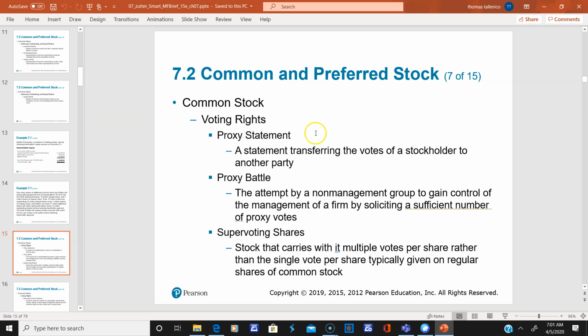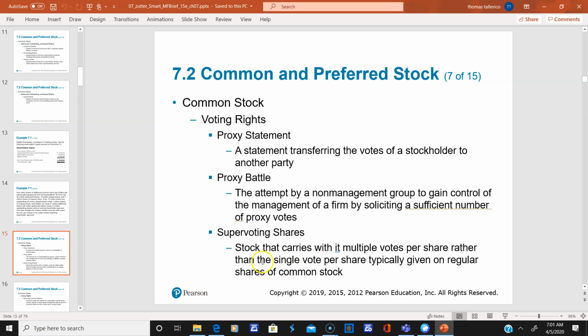All right, so common stock, again, you have voting rights, and you get a proxy statement to vote on the board of directors. And sometimes there's a proxy battle if you're not happy with the management. Some shareholders will try to get the current management thrown out. But you need a number of voting shares to get them thrown out, and that happens very rarely.